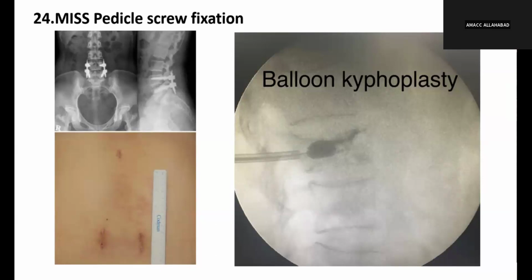This is balloon kyphoplasty, which is usually done in old age patients, 70s, 80s, because of osteoporotic compression fractures. This was an almost 86-year-old male who was having unrelenting pain and he was having an L2 osteoporotic compression fracture. So we went from both sides of the pedicle, put in the balloon, inflated it, restored the height of the vertebra, and so it was good. Patient was absolutely all right. He is ready to walk now.